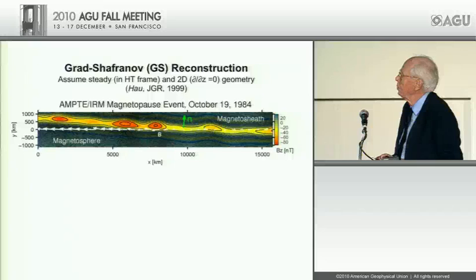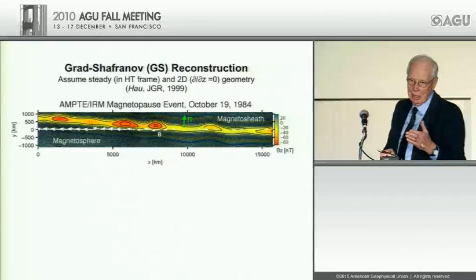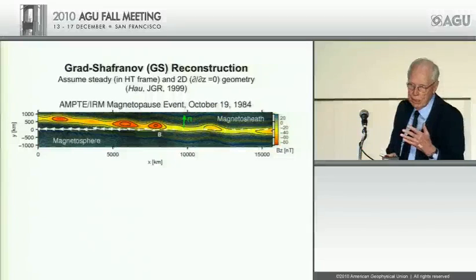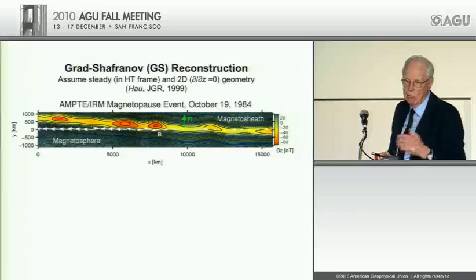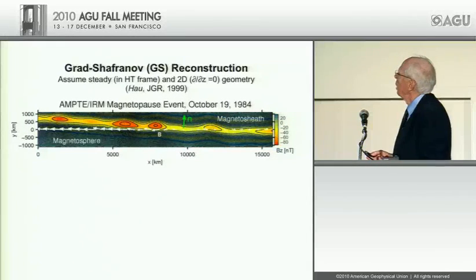So how was this produced? First of all, the spacecraft trajectory. This is all based on data from one spacecraft. The spacecraft trajectory is along the x-axis, and we've converted time to space information by using the x component of the de Hoffmann-Teller velocity, and we have plotted as white arrows the measurements of the magnetic field projected onto this reconstruction plane.